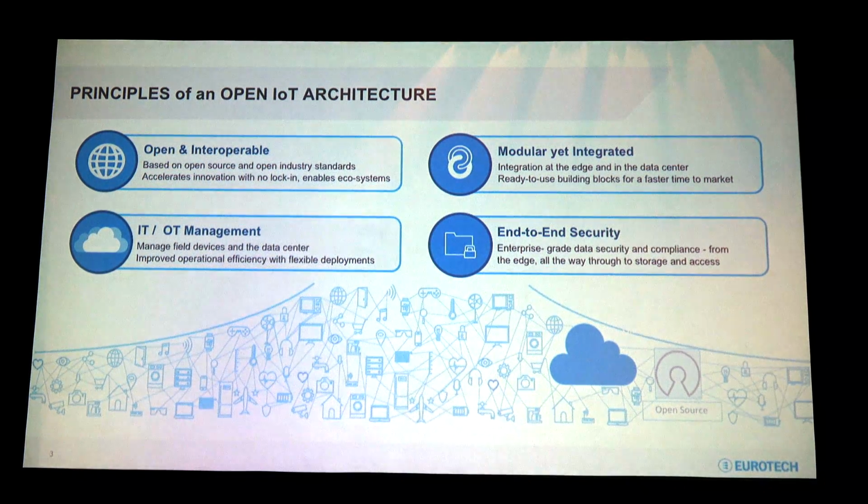So the principles of an open IoT architecture have to be these four pillars. It has to be open and be able to communicate within the different modules. It has to be modular, but it does have to be integrated as well. Having building blocks is great, but if those building blocks can't communicate with each other, then they're monolithic things that aren't particularly useful.